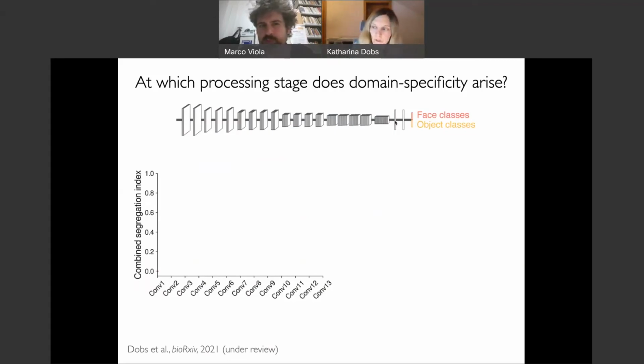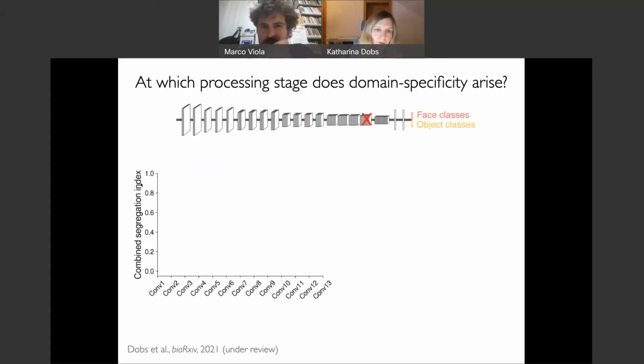So we came up with the combined segregation index, which is basically just the segregation that tells you how selective it is dropping the face units, how selectively it is harming the face, not the object task, and then combining that with how selective dropping the object units is, harming the object, not the face task. The average of those two is the segregation index. One is maximum again. We do this for every single layer in the network.